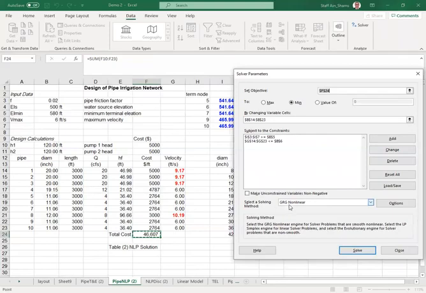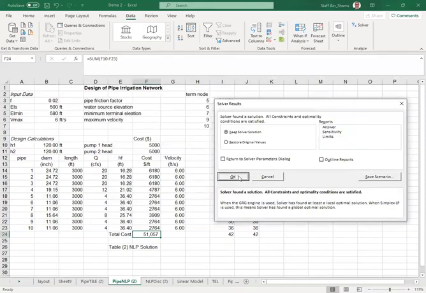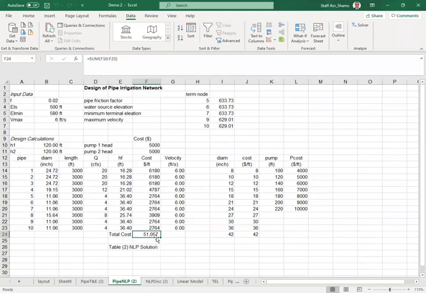Then I use the GRG nonlinear method and push solve to find a solver solution. Now, this is the solution we obtained. I will keep the solution. We notice that the total cost here is decreased. Why?